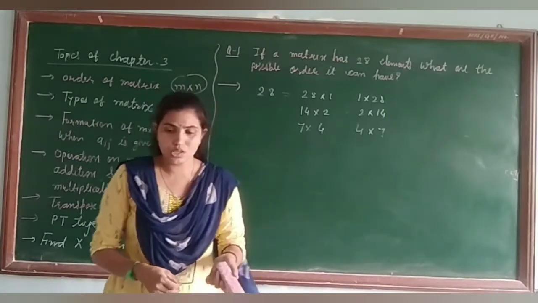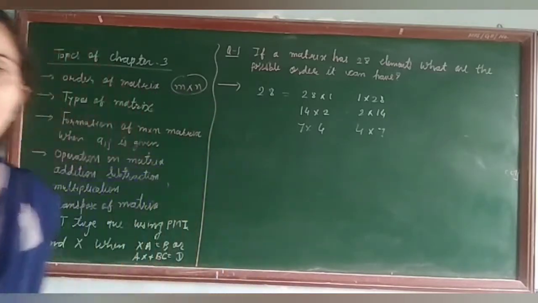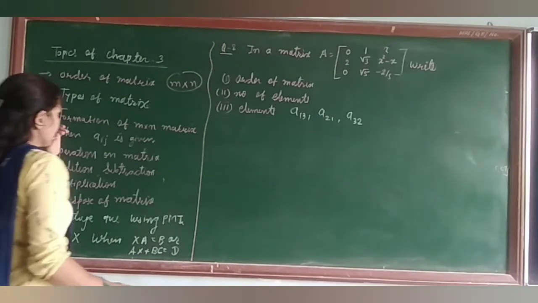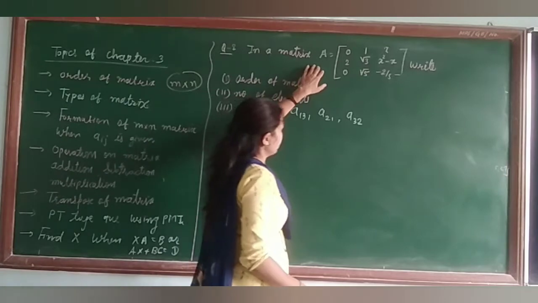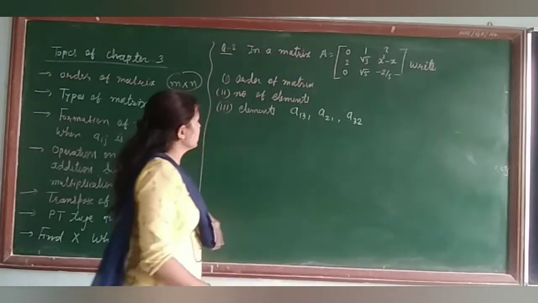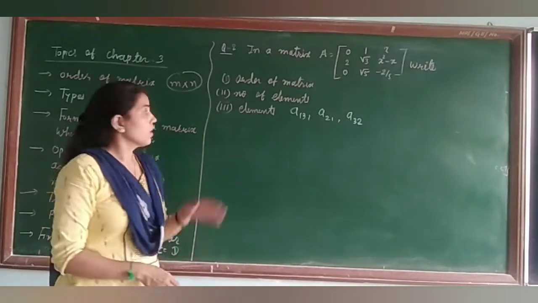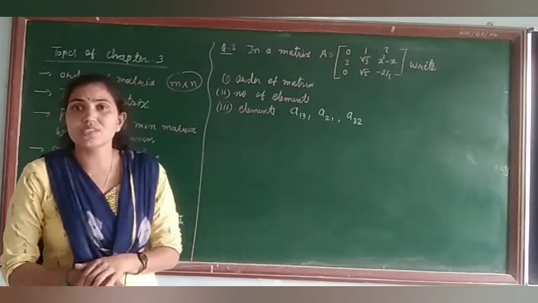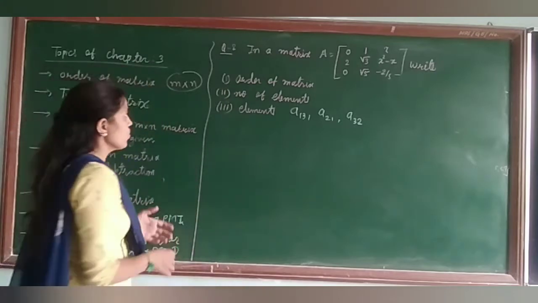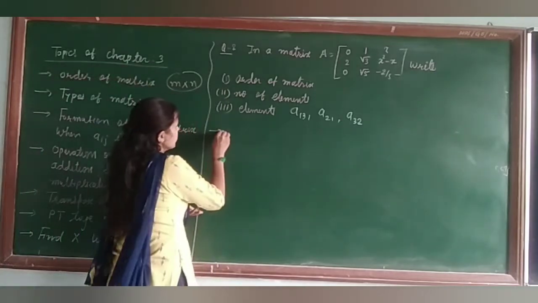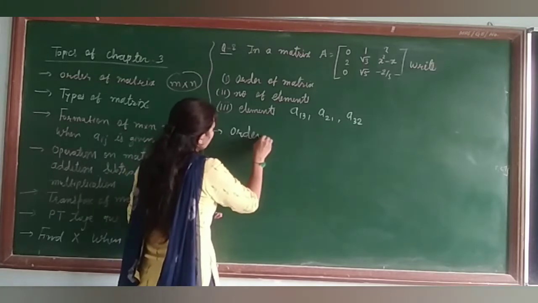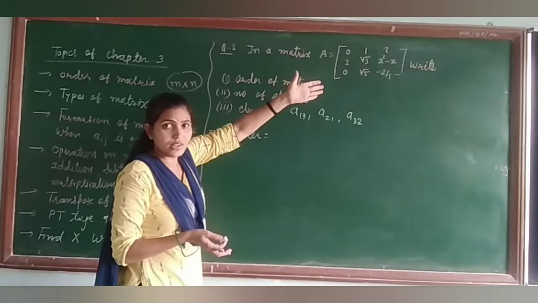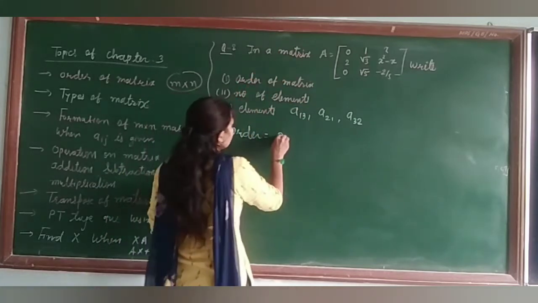Now the second question is question number 2. In a matrix A, write down the order of the matrix, the number of elements, and the third element, which is given here. You all know very well how to write down the order. Order means number of rows by number of columns. So here how many rows are there? 3, and 3 columns. So 3 by 3.